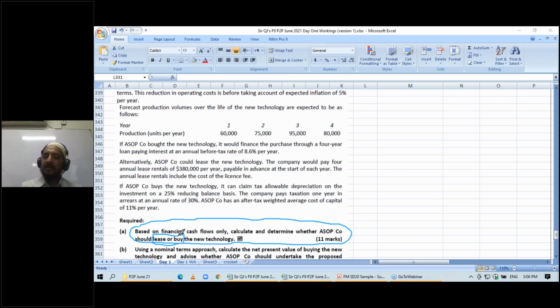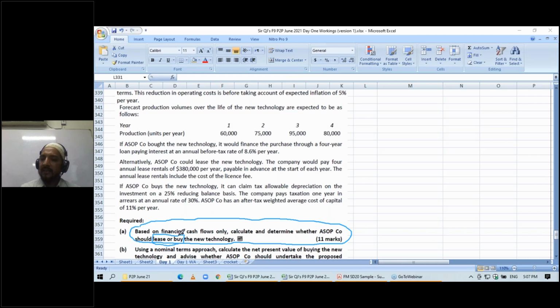So now, if you remember these basics first, if you borrow and buy that 1 million asset, you will be paying 1 million immediately. So you will be having a 1 million outflow immediately. But in case of lease, the question says that you have to make the payment of 380,000 every year in advance at the beginning of the year. So you won't be paying the whole 1 million, you will be paying just 380,000 in 4 tranches.